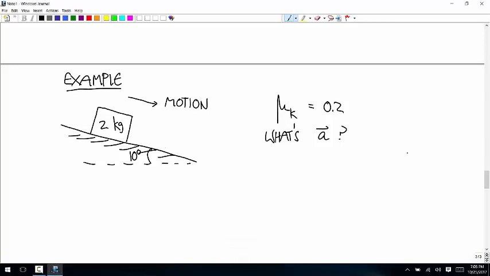Okay, so the coordinate system is like this. The y-axis is there. The x-axis is here. Free body diagram. 19.62 is the weight. There's the normal. Friction is up the ramp.